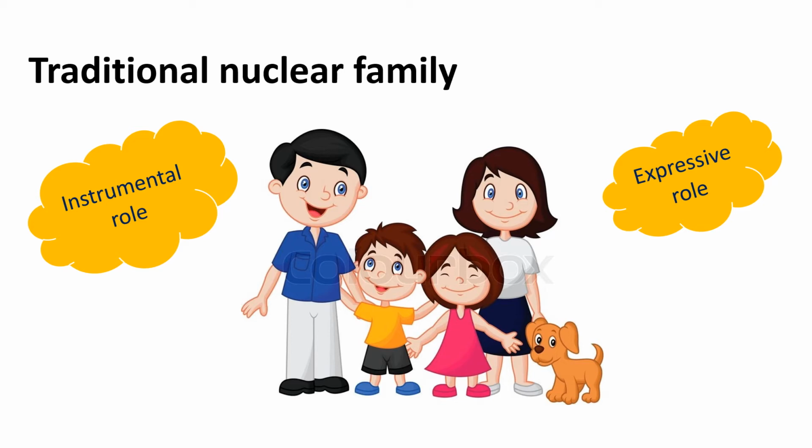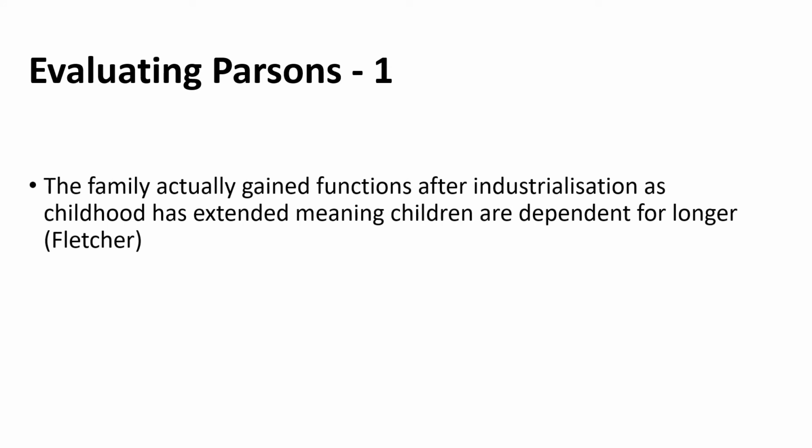I'm going to move on to some evaluation points for Parsons' entire argument. So the first question that you've got to evaluate Parsons on page 24 is, has the family really lost all of its other functions apart from these two, primary socialisation and stabilisation of adults? So a sociologist called Fletcher argued that actually the family gained more functions after industrialisation. And this is because childhood became more extended, meaning that children were dependent for much longer than they were before.